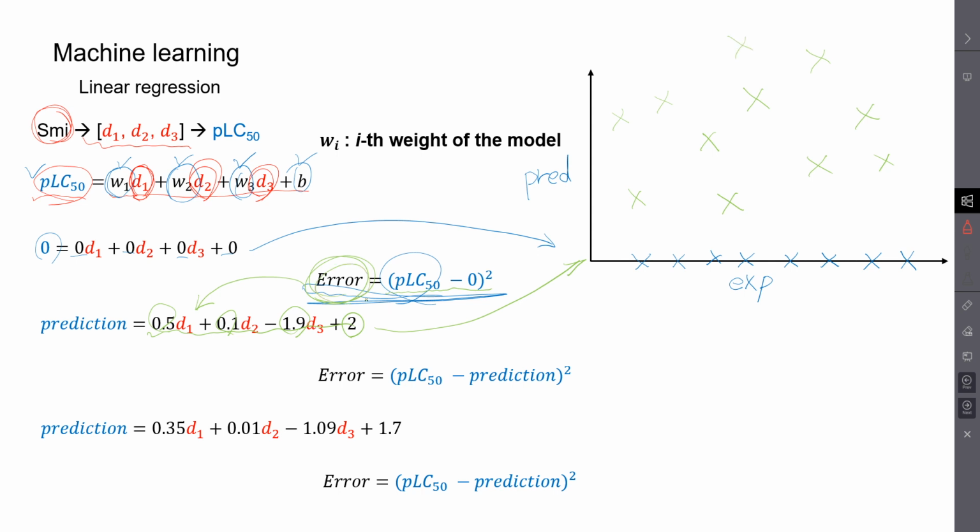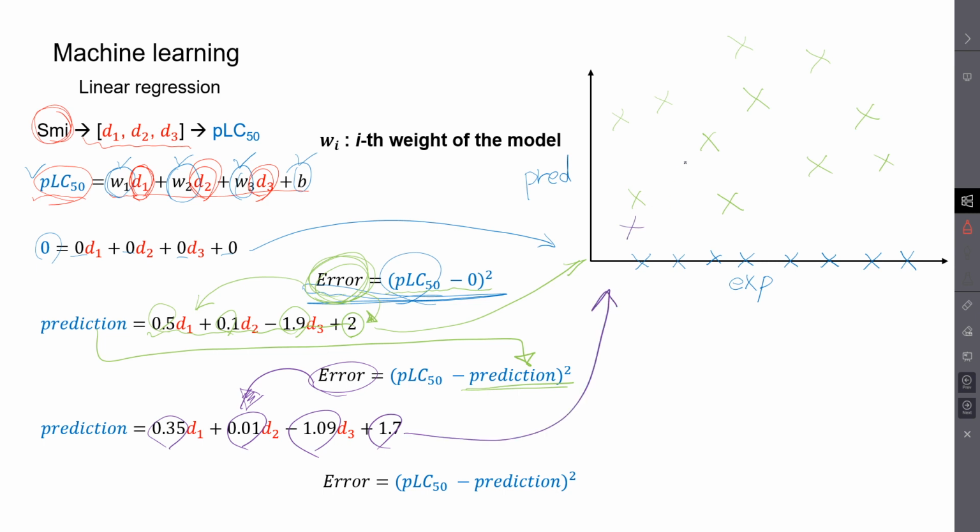So through this error, the model is updated, and then we have another error based on the prediction from here. With this error, the model is further updated. So let's say the weights are updated again, and we have these weight values, and now let's suppose that this model is much more accurate, so the prediction from this model will be like this.